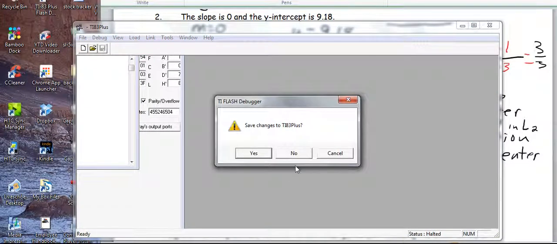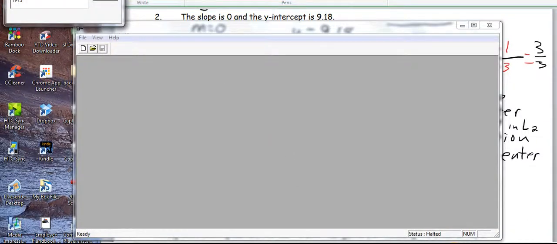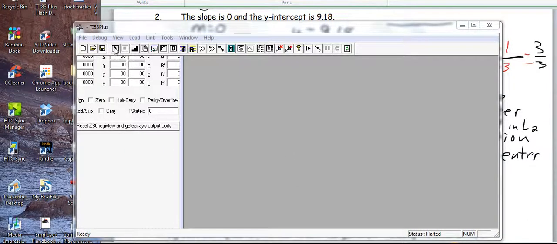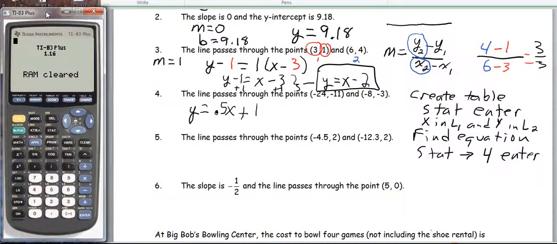I need to get my calculator going back again. We're not saving changes of that. All right, we're almost there. Let's get that calculator going again. Let's do number 5. Number 5, we're going to do this the same way.